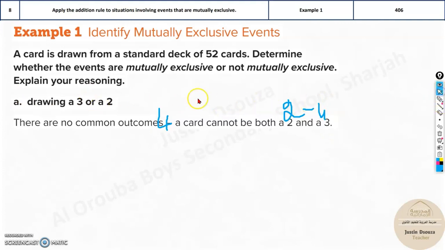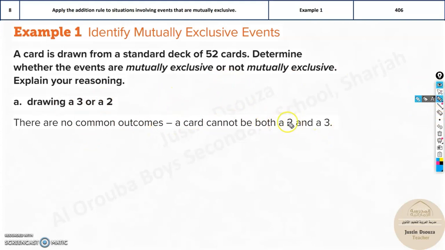So this is not mutually exclusive, nothing. There is no common outcome. There is no overlapping of anything. So it's not mutually exclusive. A card cannot be both a 2 and a 3. But then what is not, sorry, I'm very sorry. This is mutually exclusive, okay?